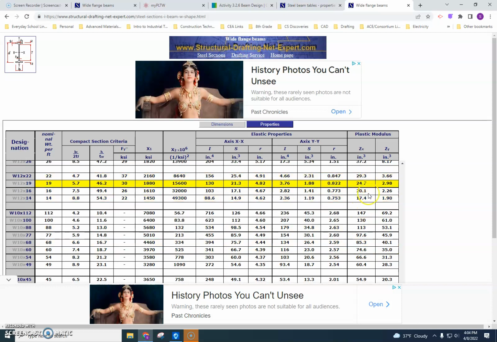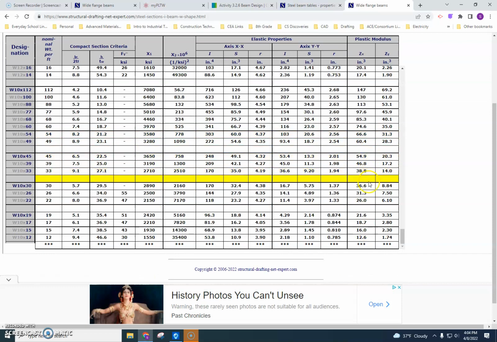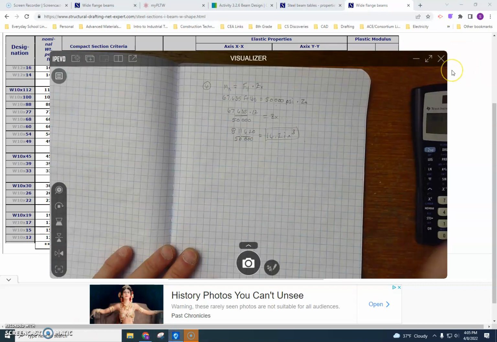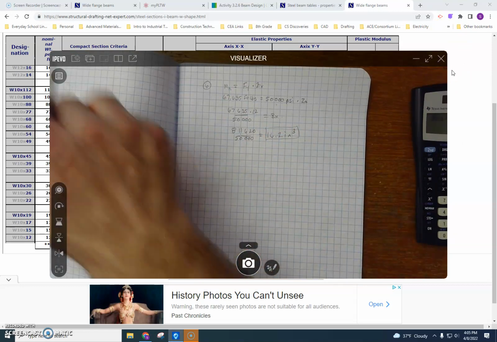There's a 17.4. Is there anything that's closer to 16.2 without going under 16.2? There's a 16 and a 12, and nope, looks like 17.4. Looks like this beam is what we need. So that's going to be, if I switch back to my thing here, I think that's our next step on this.